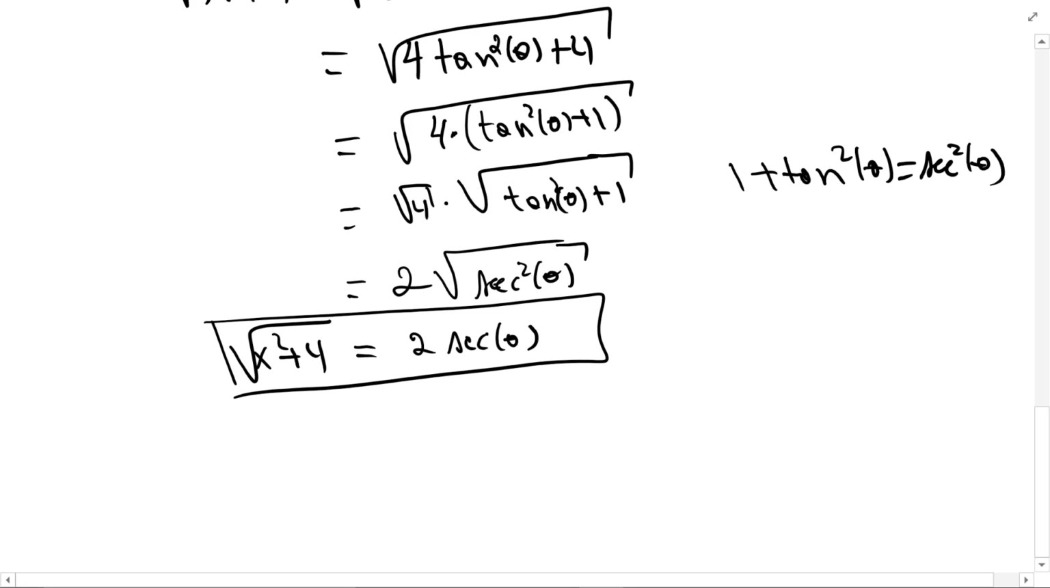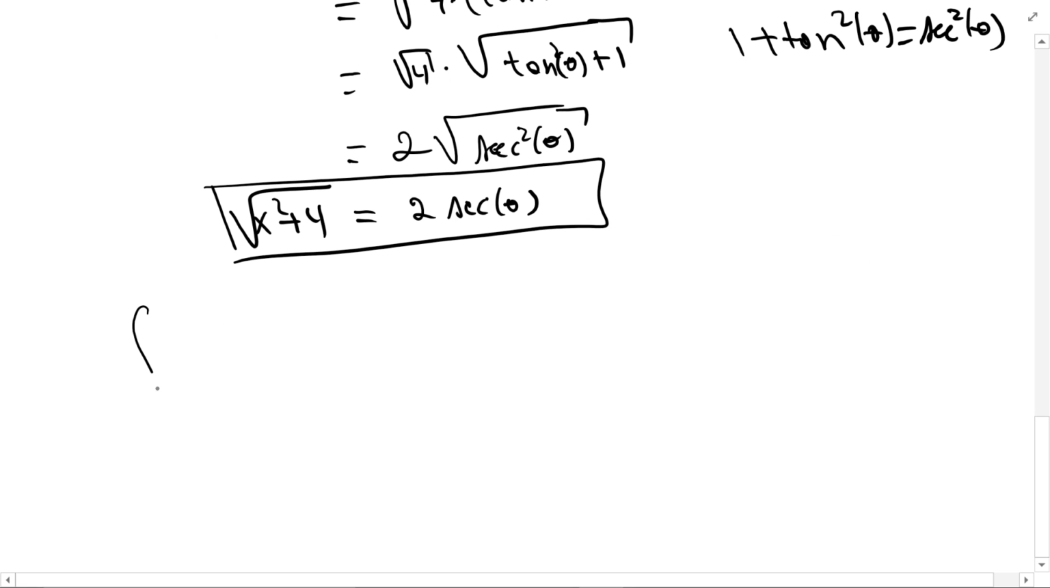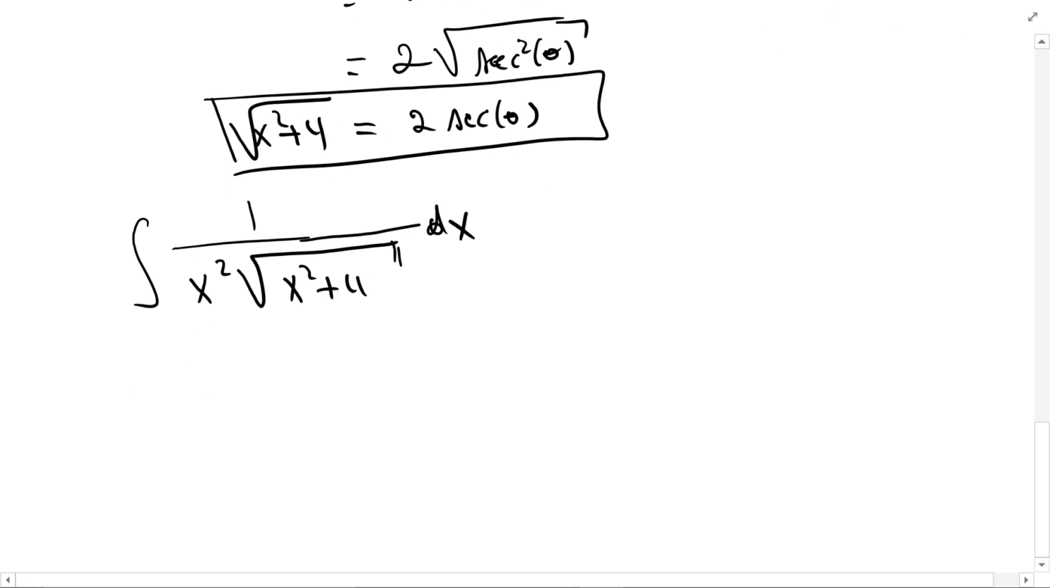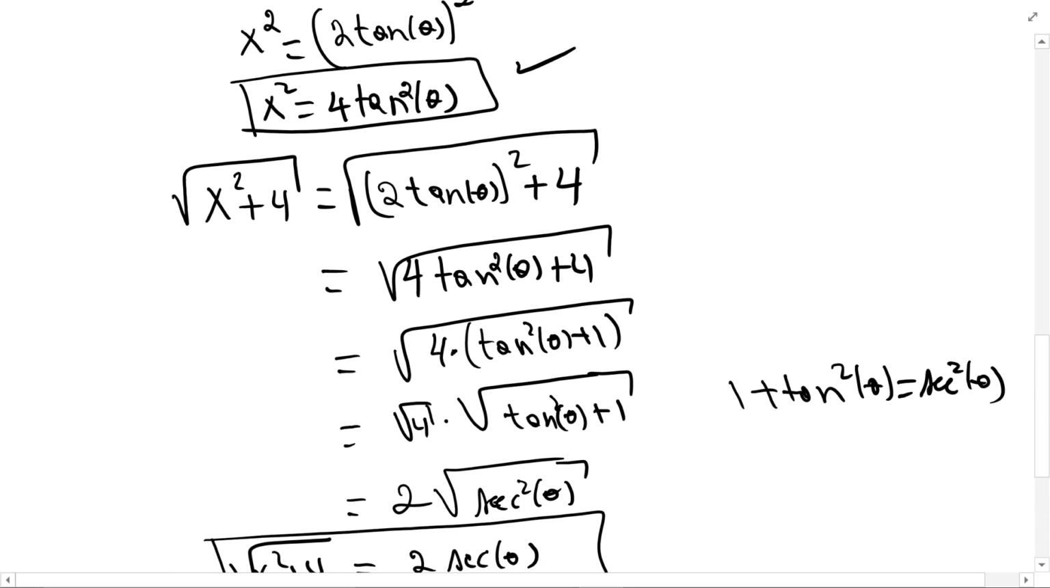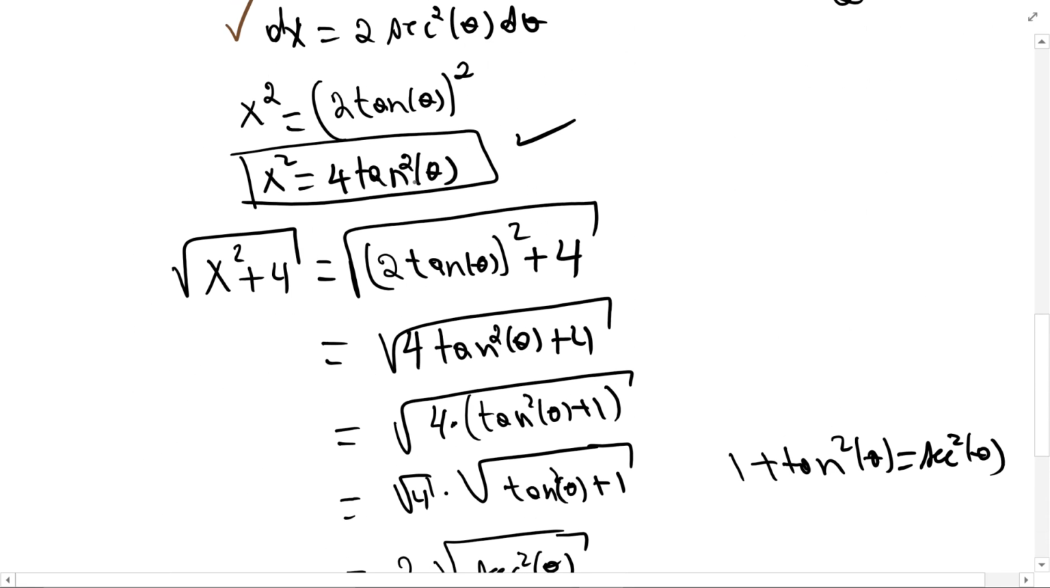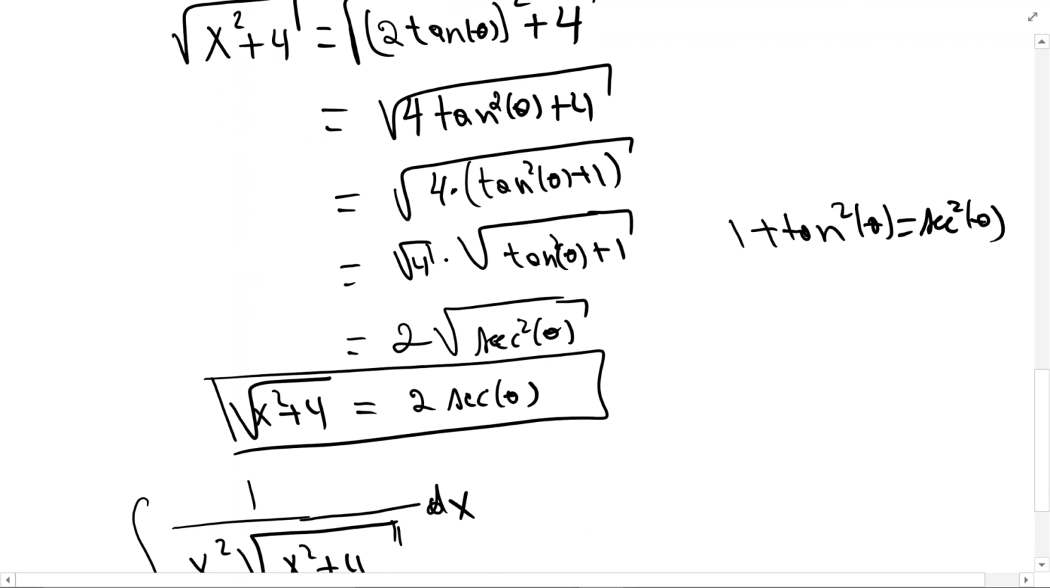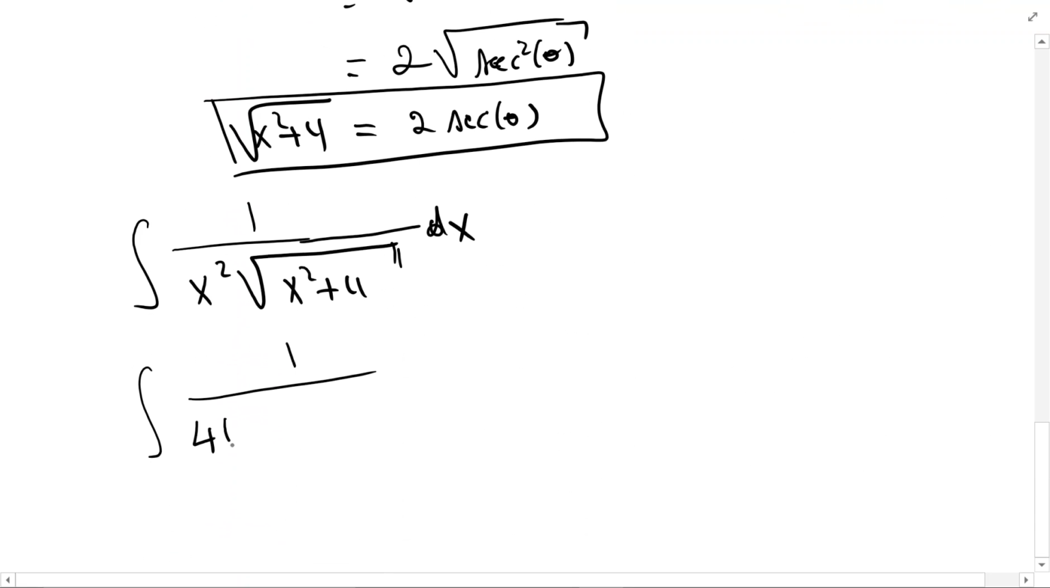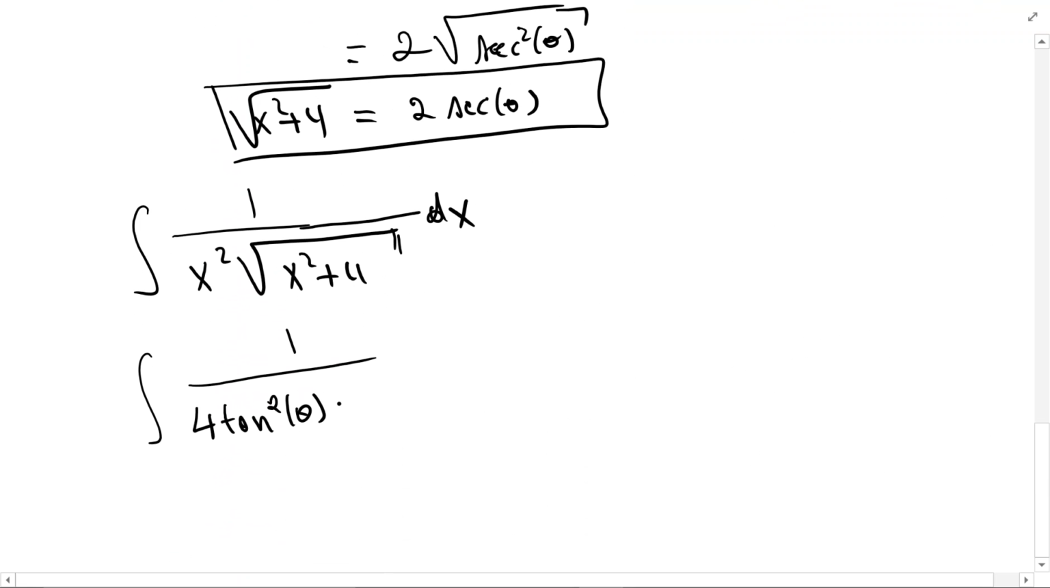So now let's go back to the integral, which is the integral of 1 over x squared times the square root of x squared plus 4 dx. So let's do the substitution. So we get 1 over, now x squared. So you get x squared to be 4 tangent square theta. It's right here. So we write 4 tangent square theta times the square root of x squared plus 4. But the square root of x squared plus 4 is 2 secant theta.